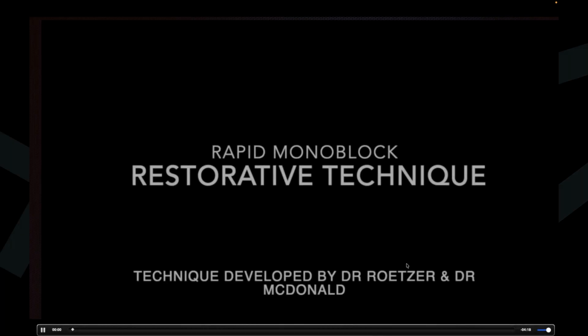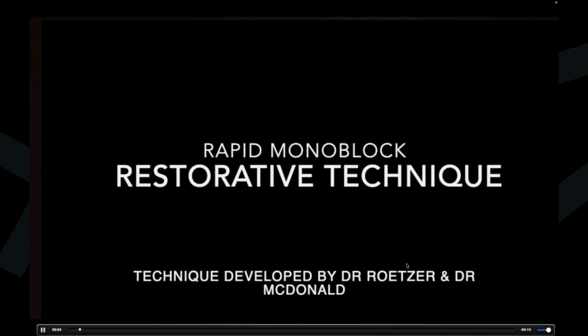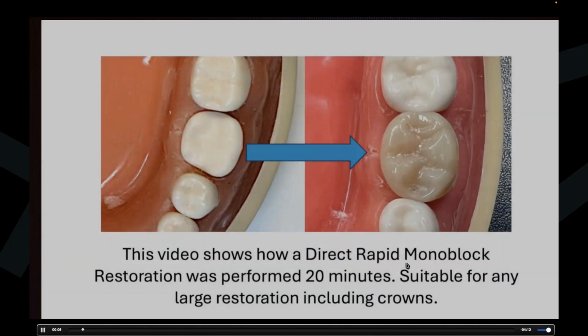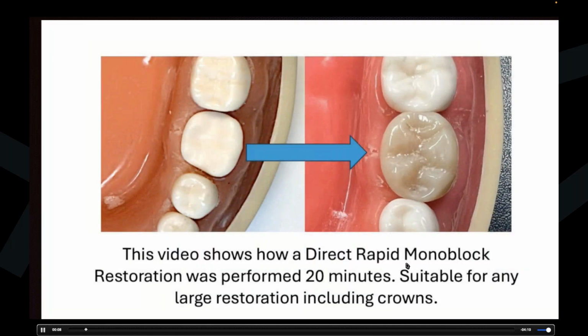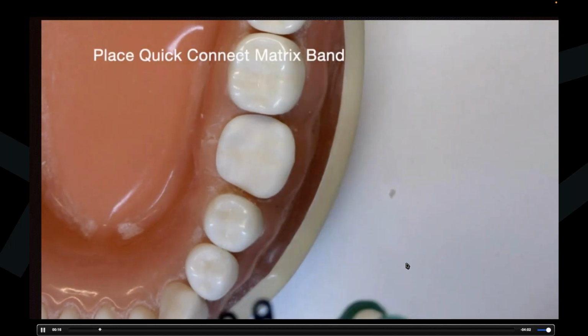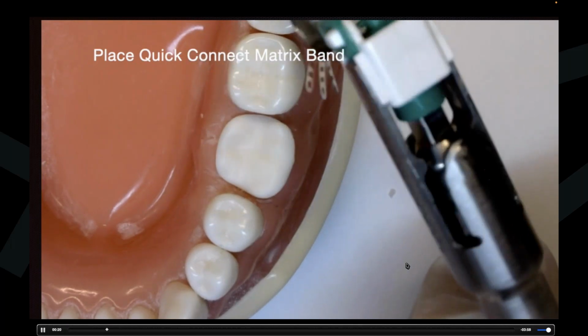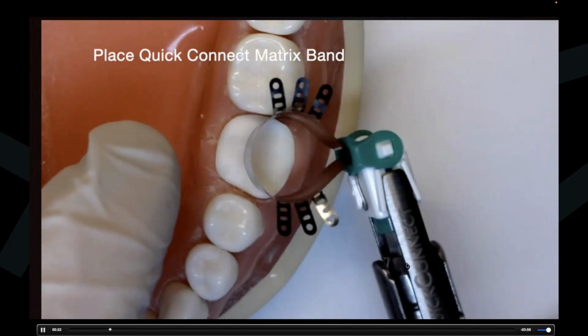So here's an interesting cooperative effort with Simon McDonald, inventor of the V3 ring and matrix and wedge system. This is the first time that he has done injectable composite. It's also the first time that he's hand sculpted with sculpting burrs. So what he's doing here is placing his quick connect band.